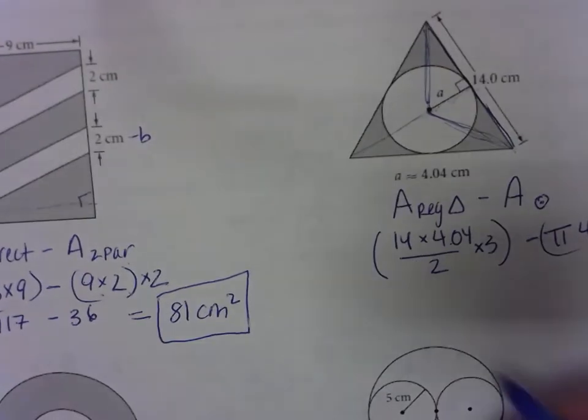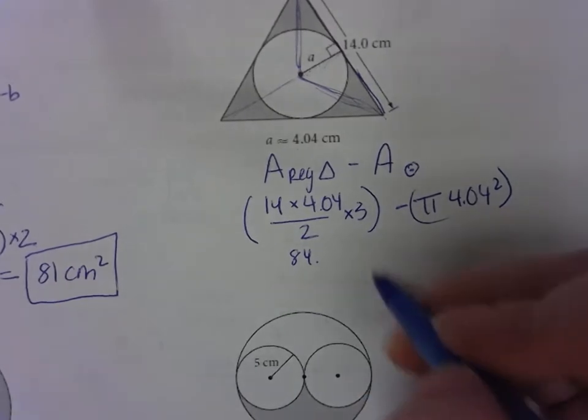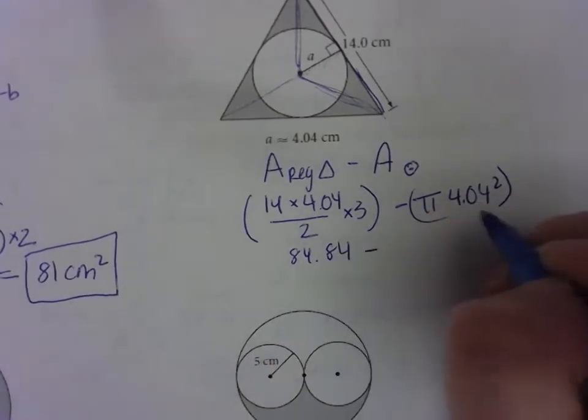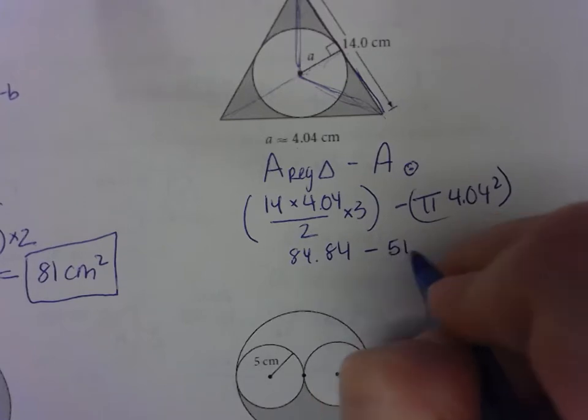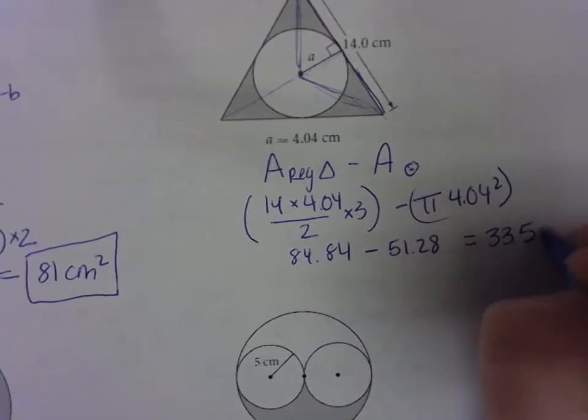So you subtract those, 84.84 minus 51.28. And that gives us 33.56 centimeters squared.